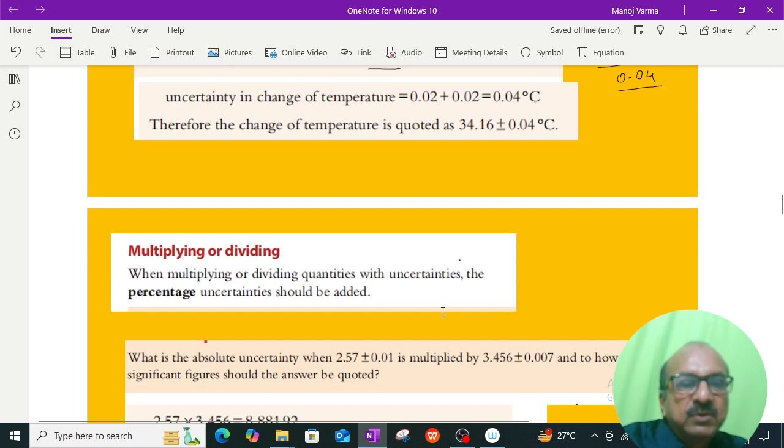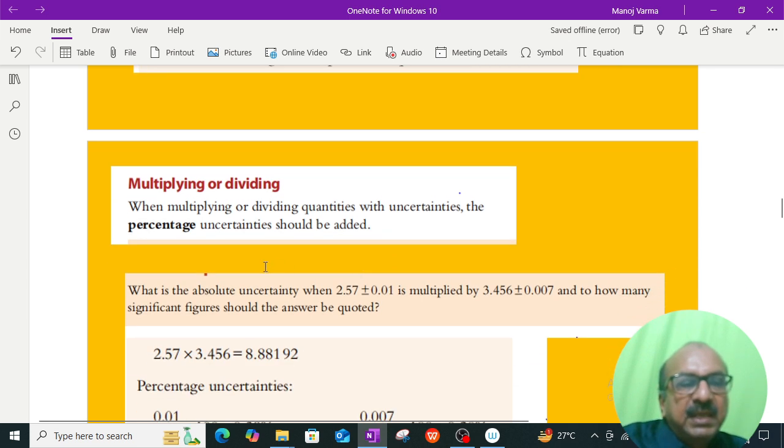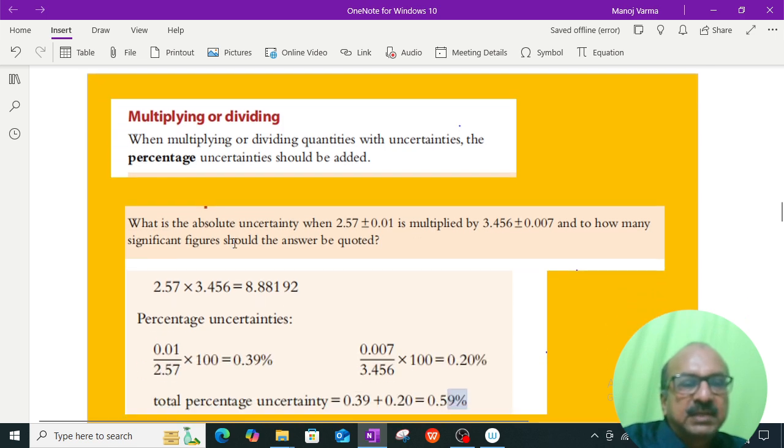Okay, now we go to multiplication and division. When we multiply or divide quantities with uncertainties, we add the percentage uncertainties. We add the percentage, not the absolute uncertainties. So this point should be clear. Let us consider an example. What is the absolute uncertainty when 2.57 plus or minus 0.01 is multiplied by 3.456 plus or minus 0.007?